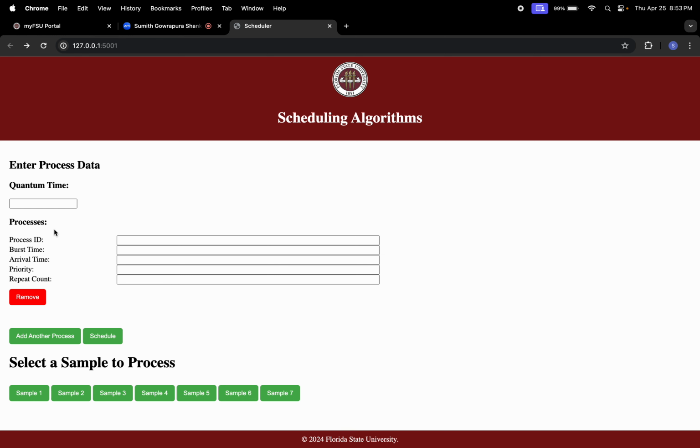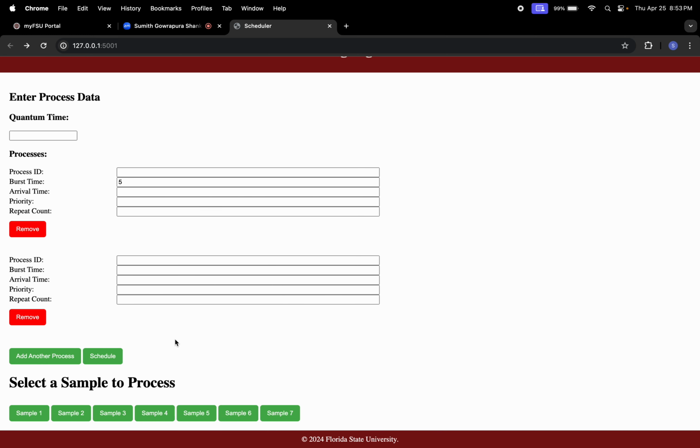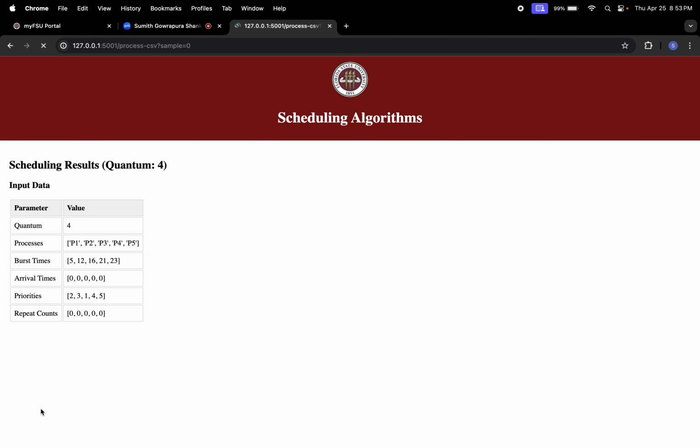We have the quantum time, process ID, burst time, arrival time, priority, and repeat count. Here we can customize our inputs by giving different values, and we have the samples. These are the samples that we have taken from the papers, and we have compared the results. In the custom inputs, we can add the inputs by typing, then add another process and keep on adding, and when we click on schedule, we can see the results. Let's go into sample one and see the results.